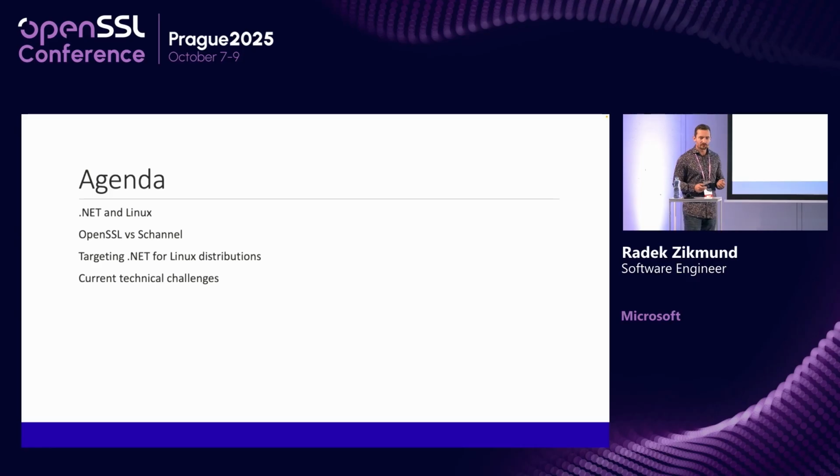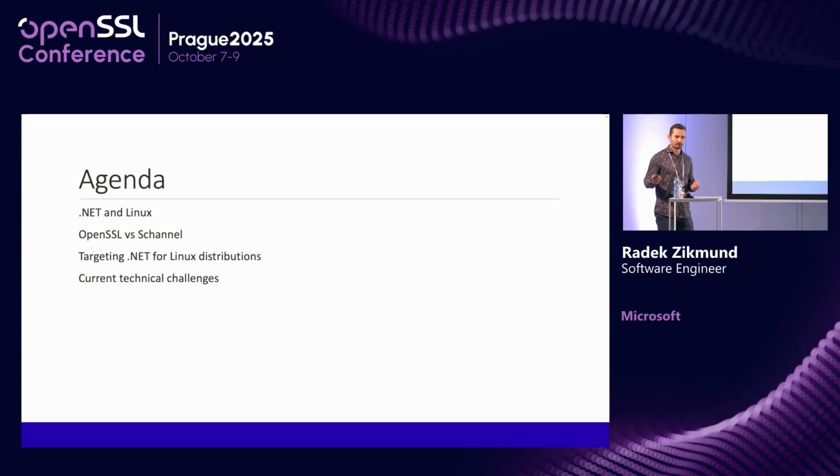What we will talk about is .NET. Obviously, we will also talk about Linux. It sometimes surprises me that there are still people who think that .NET is something that is Windows only. So I will do a quick introduction on how it comes that we can, for more than 10 years, use .NET on Linux. We will be talking about OpenSSL and Schannel, just a little bit of comparison, because those are the two TLS stack implementations which we are primarily using.